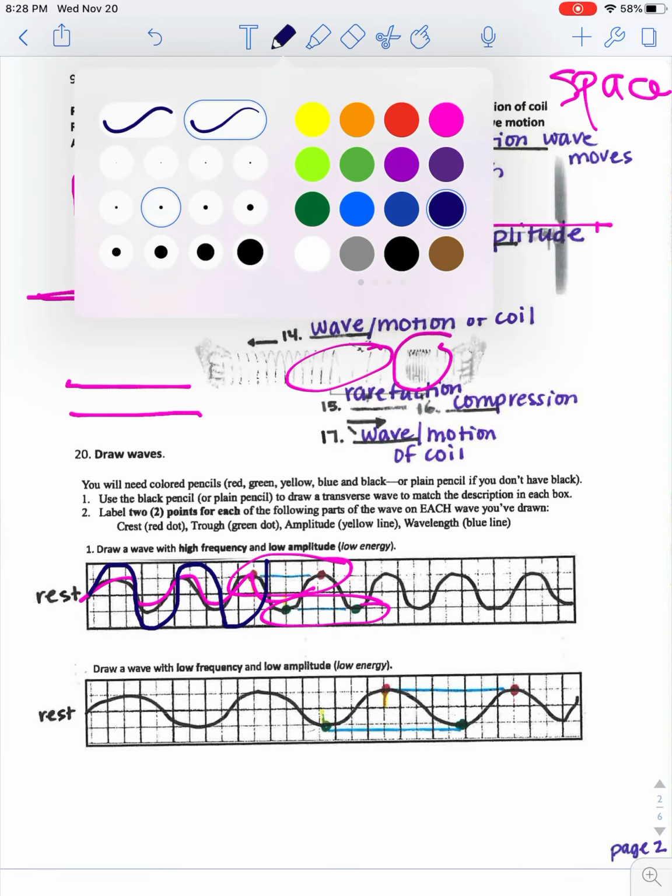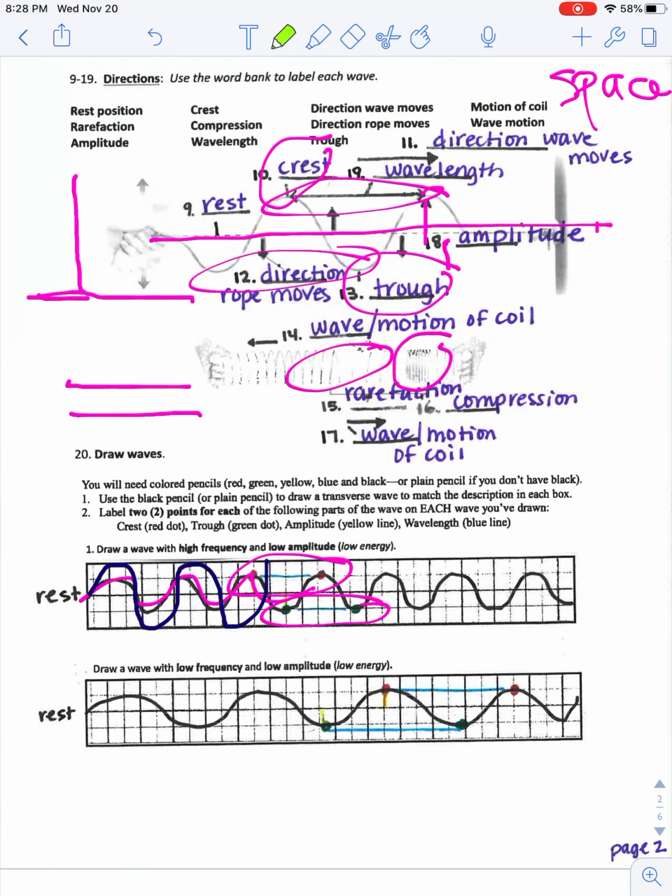Okay, so another thing I want you to remember is that if you are given the distance between the crest and the trough and are asked to find the amplitude, if you know this entire distance and you're just asked for the amplitude, you're going to take what you're given and divide it by 2. So, for example, if you are told that the distance from crest to trough is 10 centimeters, and then you're asked what is the amplitude.